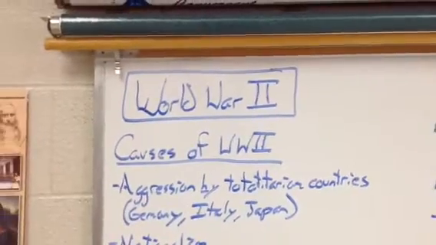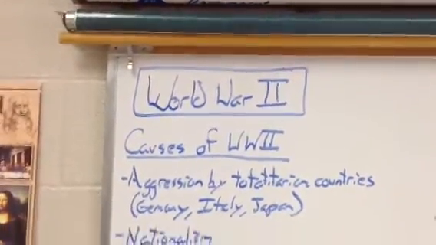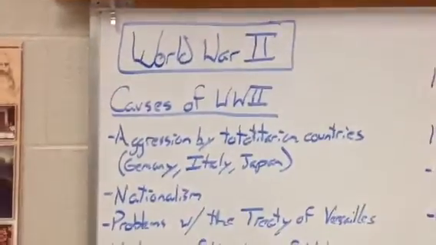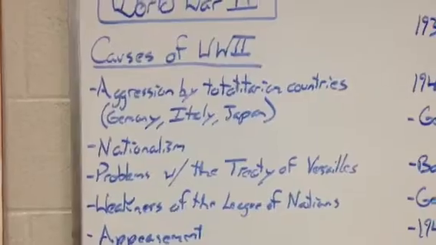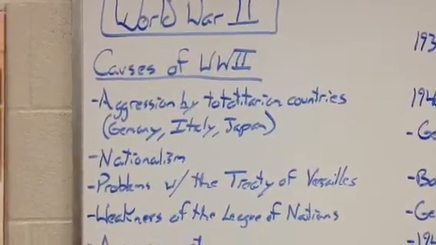World History 2 review for Chapter 12, which is all on World War II. Jumping right into it, you've got the causes of World War II you need to know. Aggression by totalitarian countries, which included Germany, Italy, and Japan. This is stuff we had talked about in Chapter 11, the interwar period.